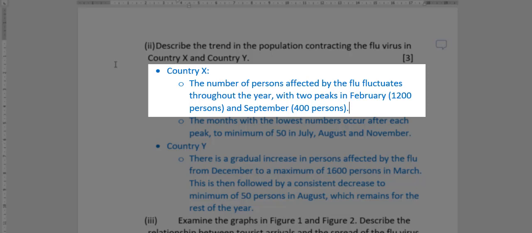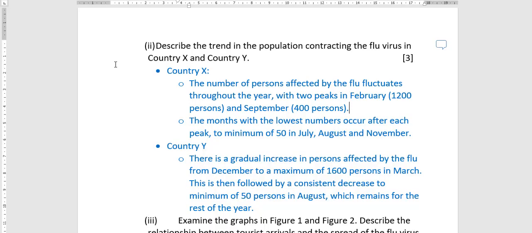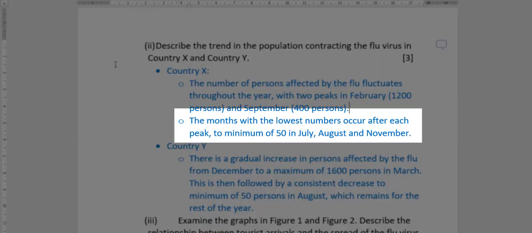And I'm not just indicating that there's a fluctuation. I'm also giving actual coordinate points. So we indicate that there are 2 peaks. One peak in February, 1,200 persons, so you give the actual values, and September, 400 persons. If you only said that there's a fluctuation and there were 2 peaks, you would not get the full mark because you did not give the actual coordinate for those 2 peaks, right? Now let's go on to the next part.